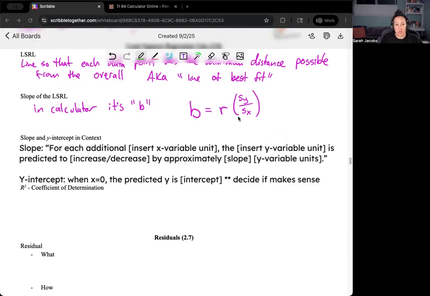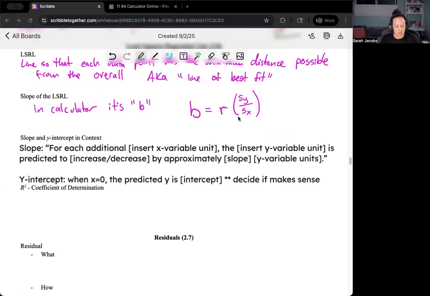and maybe that would make sense in context, but maybe you're also going to end up with a negative number of spectators. So you want to think about, in the context of this situation, does it make sense for the x to equal 0? And does it make sense for the y to equal 0? If either one of those is a no, then the y-intercept does not make sense in the context. That's okay. It's still there. It's just not contextually sensible.